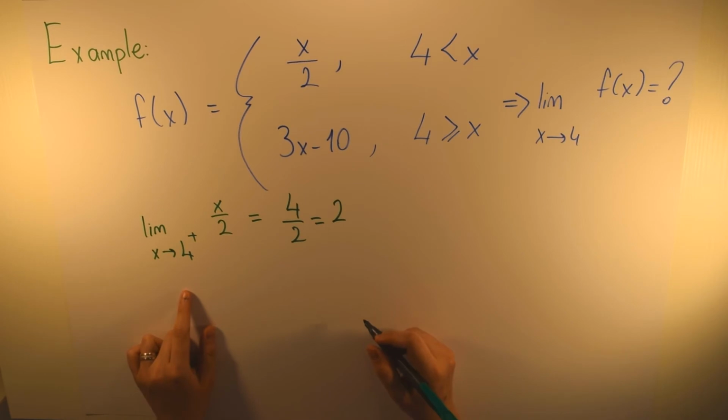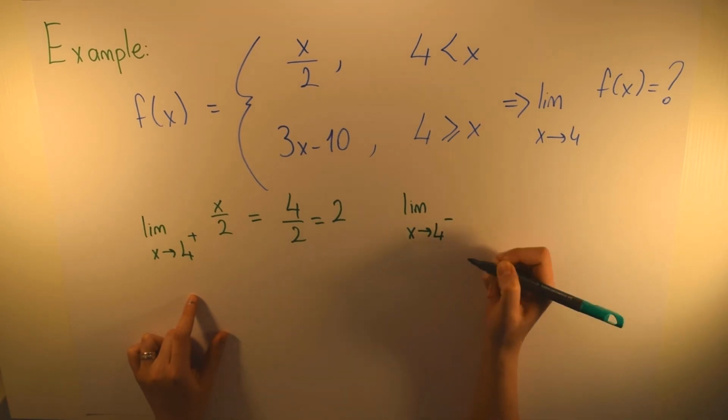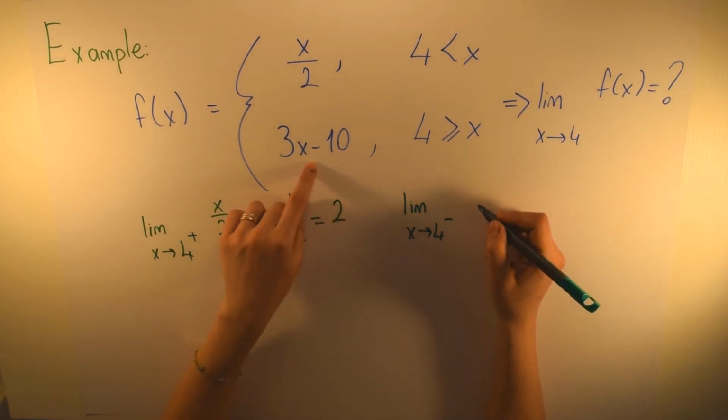Okay, so let's look at it from the left side. Limit as x approaches 4 from the left, which function will we take?